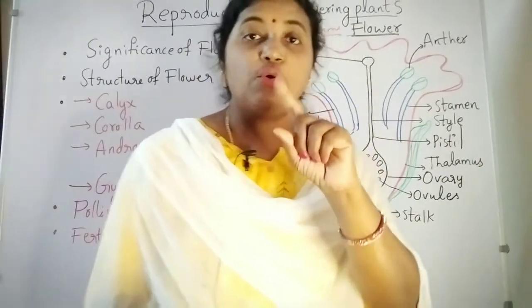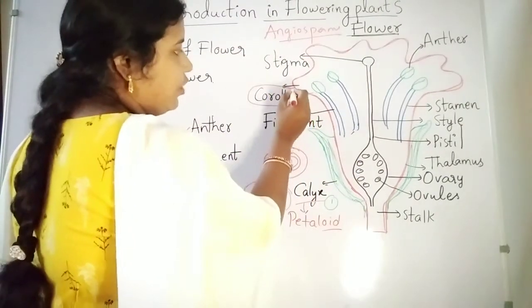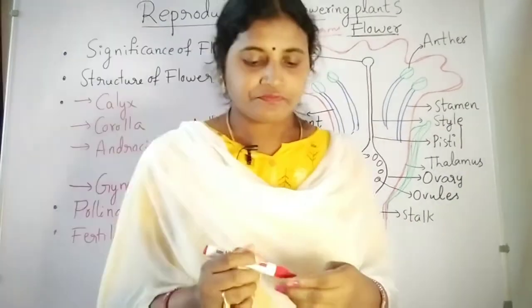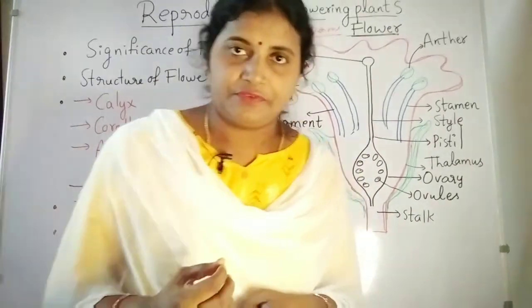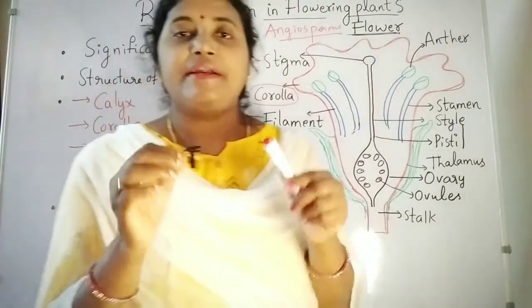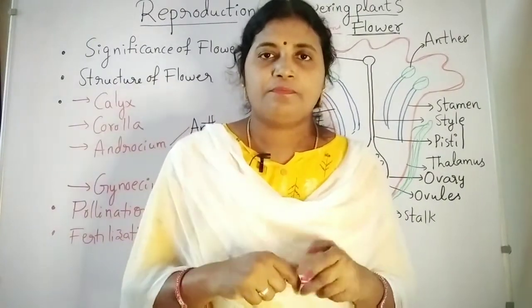Next part is the corolla. The second part is the corolla. So corolla means the colored portion of the flower. The colorful portion of the flower is the corolla, and it is made up of petals.